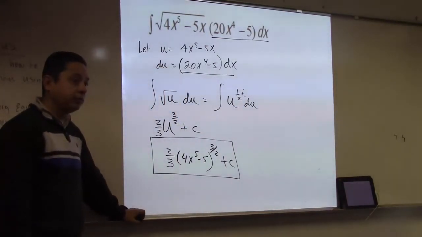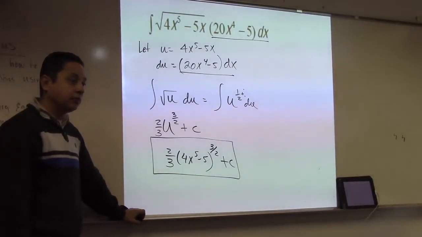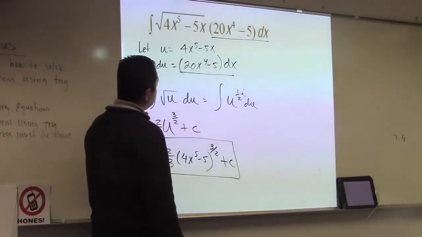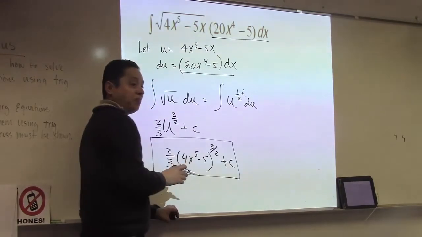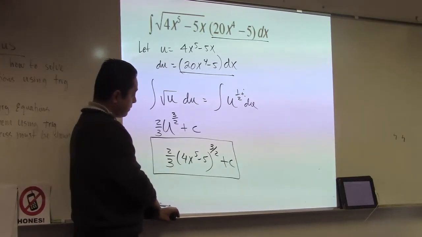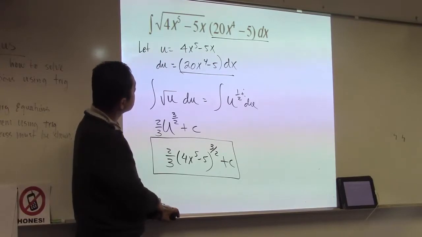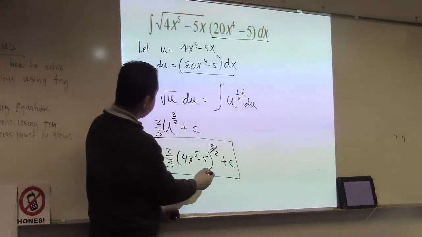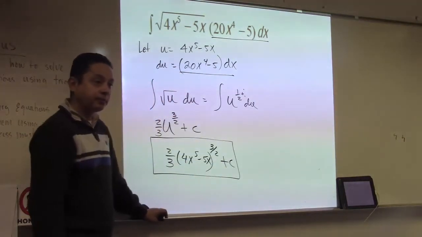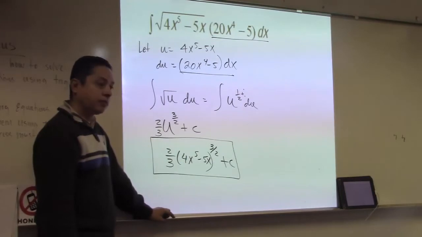I lost you, Fernando? What happened to the du after? The du disappears because you're taking the antiderivative. It's a minus 5x, isn't it? 4x minus 5? Oh, am I missing something here? Yeah, the x there? Okay, gotcha. Thank you. Oh yeah, so you're taking the antiderivative, so the du disappears.